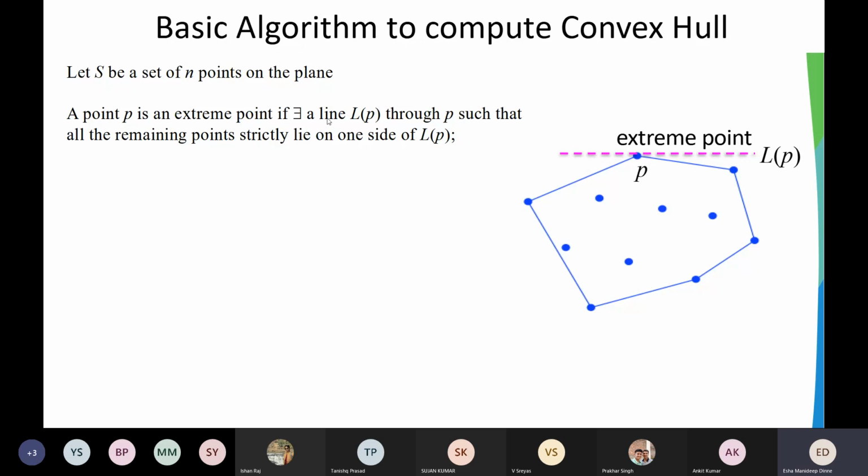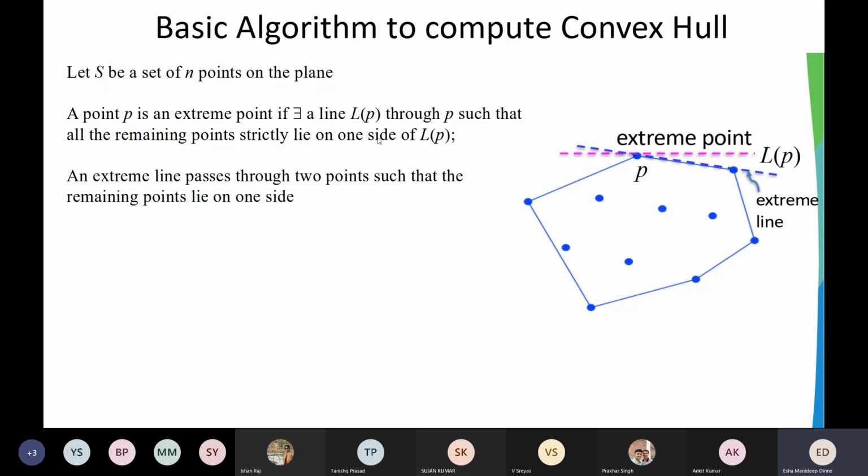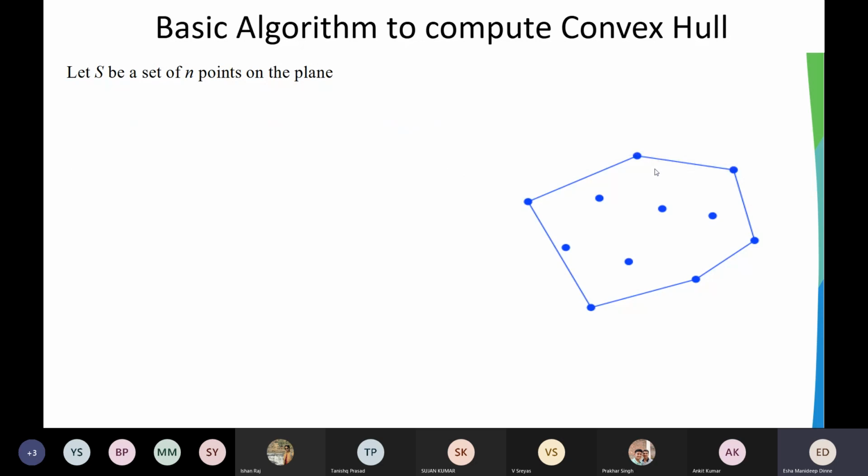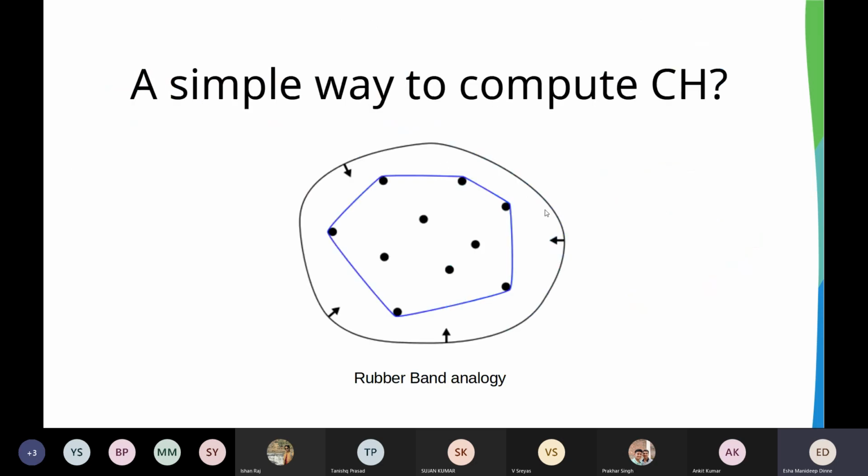So a point P is an extreme point if there exists a line L through P such that all the remaining points strictly lie on one side of the line. And again, an extreme line passes through 2 points of the point set such that all the remaining points lie on one side. Here again, you can see that every side of the convex hull is actually an extreme line. It's similar to the point analogy.